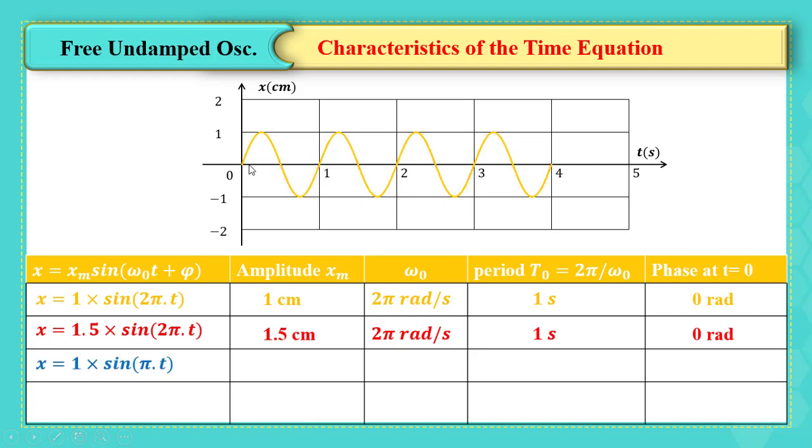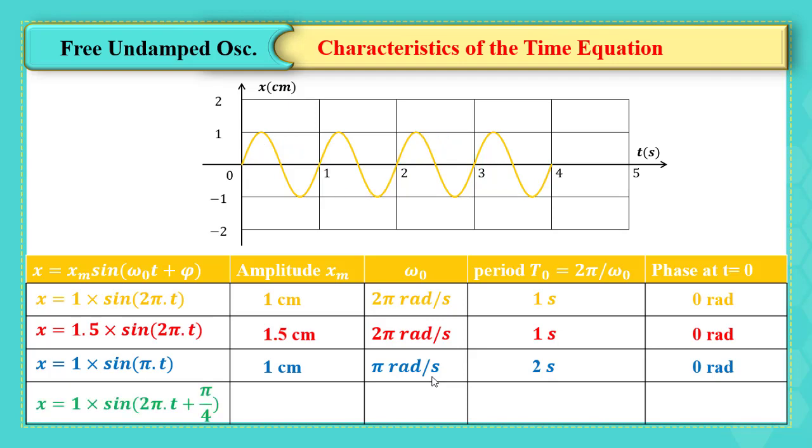What if x equals 1 sine pi t? The amplitude here is 1 centimeter as the original one. Omega 0 is pi. Period is 2 seconds. The phase is still 0. So what is the difference between them? We can find that in this case, the amplitude is still the same, the initial value is still the same, but instead of having period 1 second, it's 2 seconds, and here the period on the graph becomes wider, since the period is doubled while the angular frequency becomes half of it. Remember that what changes the angular frequency is the change in the stiffness or the mass, since omega 0 equals radical k over m.